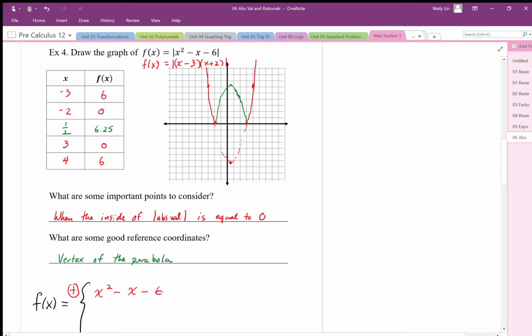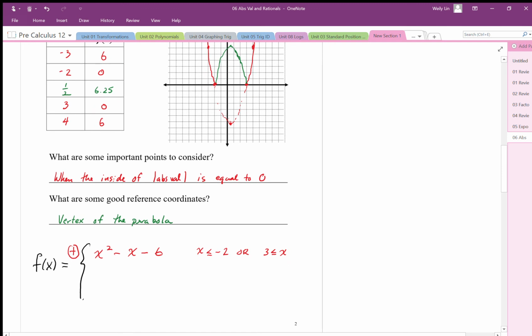But what's the domain of that? The domain is when x is less than, well, the boundary point is when x is negative 2. So I'm going to say less than or equal to negative 2, or the other boundary point is x equals 3, when x is greater than or equal to, so it's not negative 3, but positive 3. So that piece is going to be the outside pieces. The inside piece is the negative part, the part that got flipped upside down.